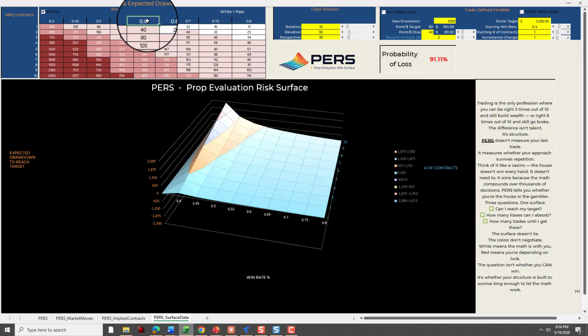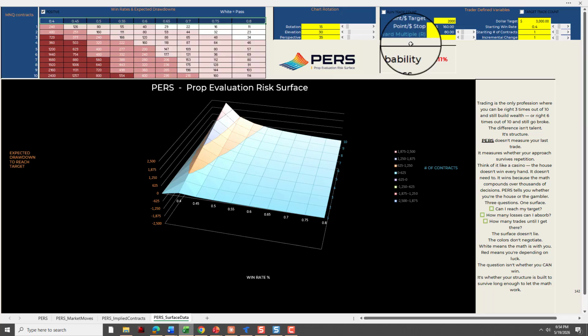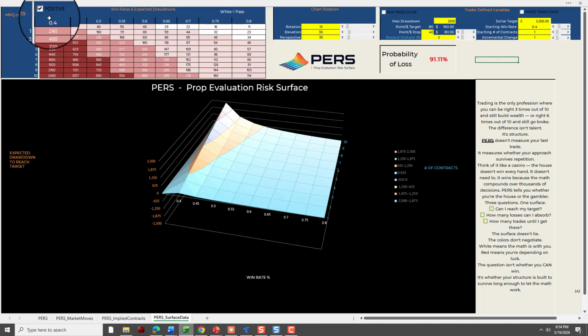So now the question becomes, how many contracts are you trading? I've got it scaled here from 1 to 10, and going back to my win rate, I've got it beginning at 40%. There are some traders that are right only 30% of the trades, and they still make money. How do they do that? It's the R multiple. So they're not right very often, but when they are, they have a large R multiple. I'm not going to get into that right now, but what I am going to show you is that we can change these values.